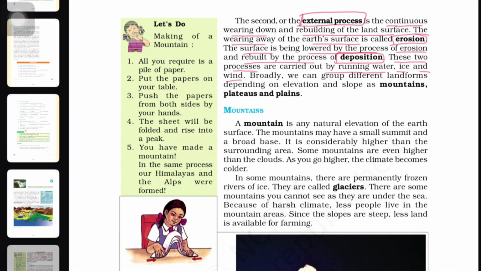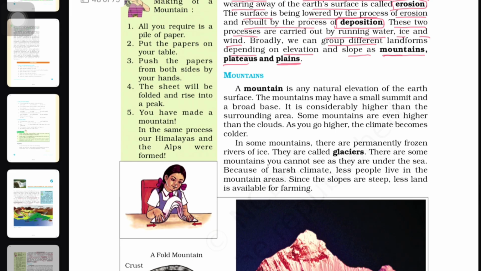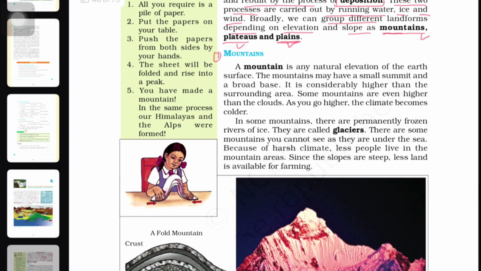Broadly, we can group different landforms depending on elevation and slopes as mountains, plateaus, and plains. So if you ask what the major landforms are, these are basically our mountains, plateaus, and plains. And in this chapter, we will briefly discuss these three terms. Okay, so the first one is mountains.